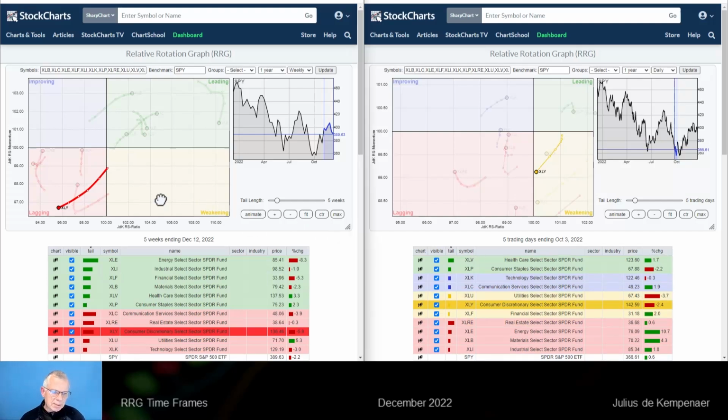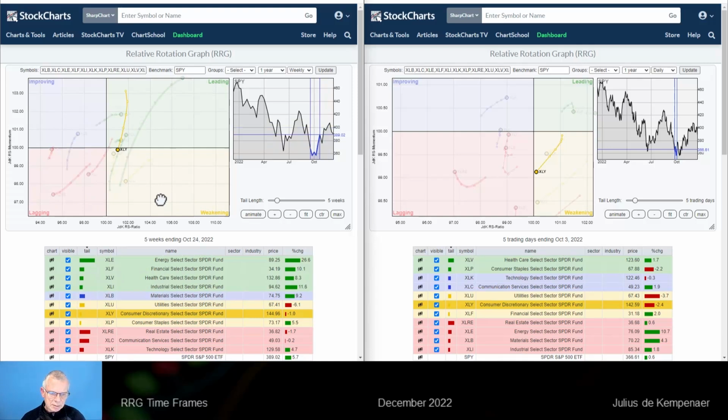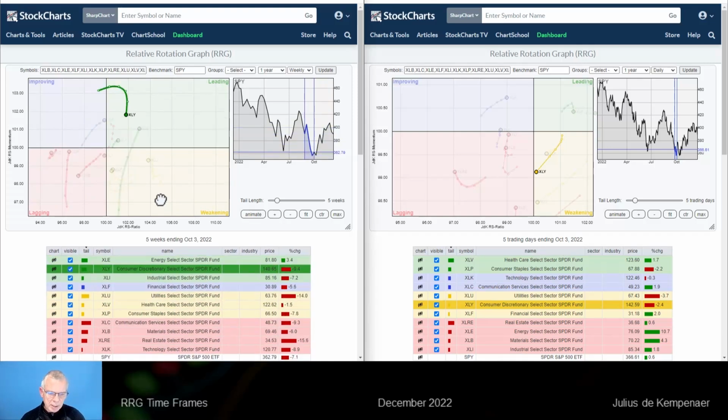So let's put that weekly tail there as well. That is the week that starts on October the 3rd. So we're now at exactly the same place. You can see that on the weekly, this tail started to roll over, and you can see that the daily is actually leading that way.